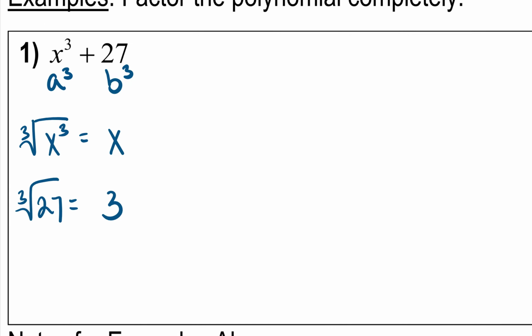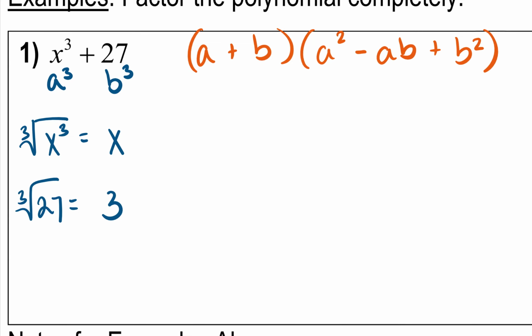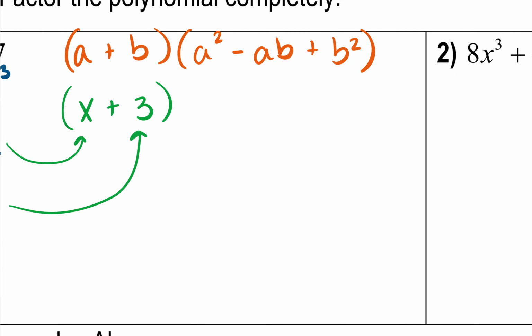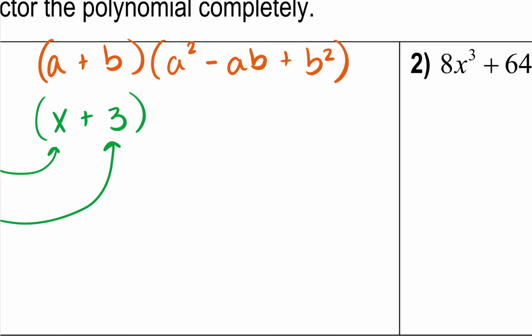So I'm going to go ahead and write my formula. So I have a plus b, and then a squared minus ab plus b squared. Okay? So I'm going to go ahead and write my numbers. My first one is x. Second one is 3. Okay, so x goes first because it's first. 3 goes second because it's second. All right. And now I can ignore that first part, and I'm only going to focus on x and 3.